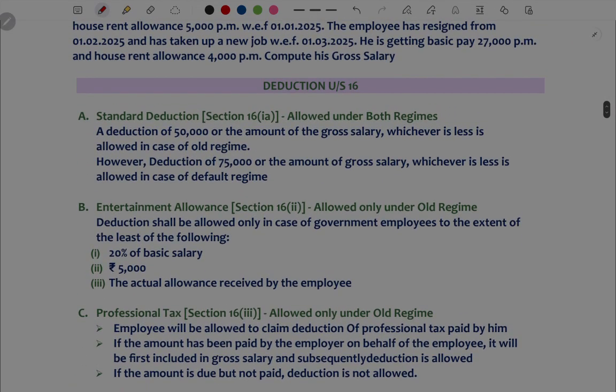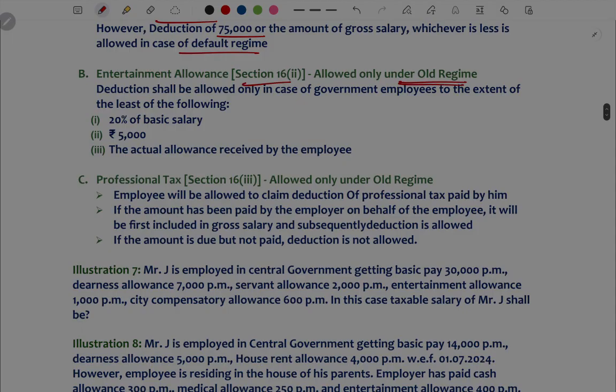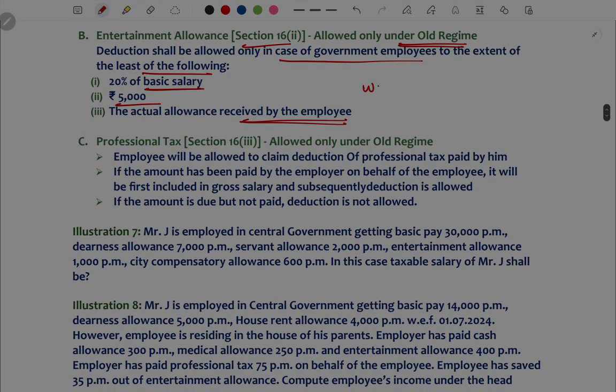Then we would move on to deductions. Very simple here again. Standard deduction is 50,000 or the amount of gross salary, whichever is less, in case of the old regime, and 70,000 in case of the default regime. Entertainment allowance is only under the old regime, only in case of government employees, to the extent of 20% of basic, 5,000, or allowance received by other employees, whichever is lower.